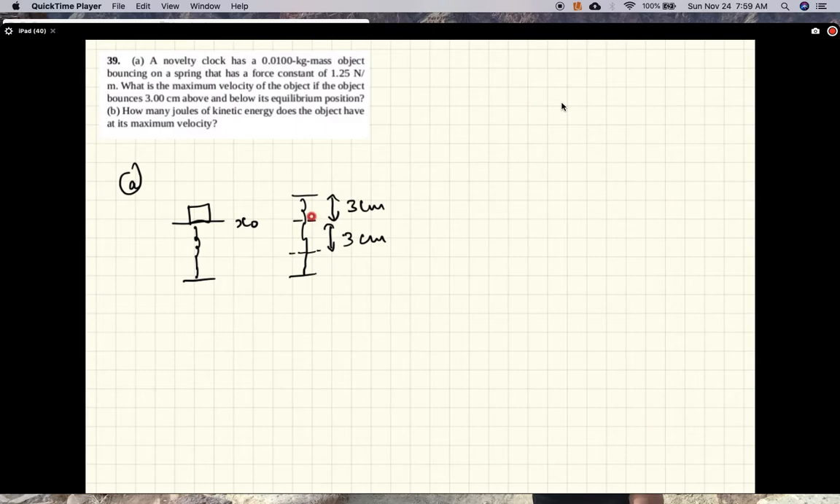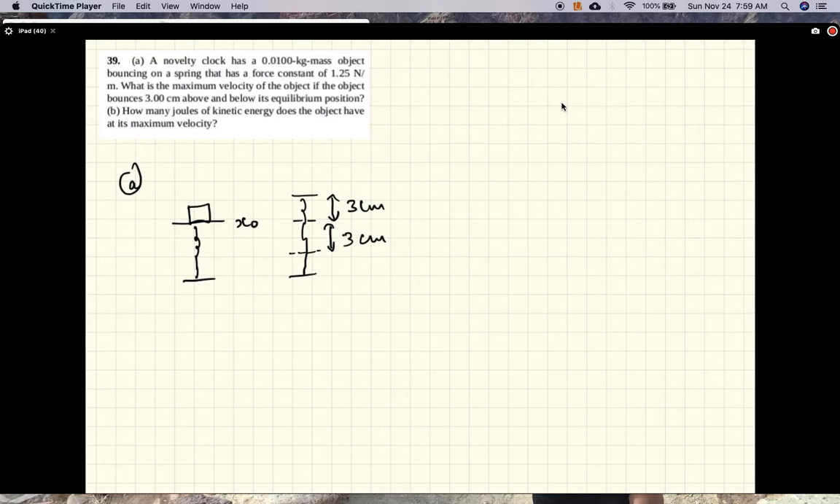As a matter of fact, this is not quite 3 centimeters. In the problem we use that as an approximation, but because the object is gaining gravitational potential energy, this distance will be slightly smaller than 3 centimeters, but for this problem we will assume that. So what is the maximum velocity?